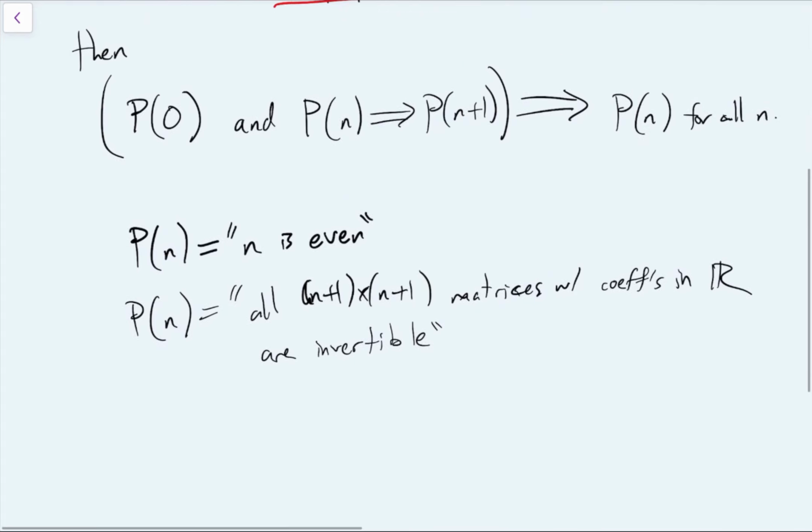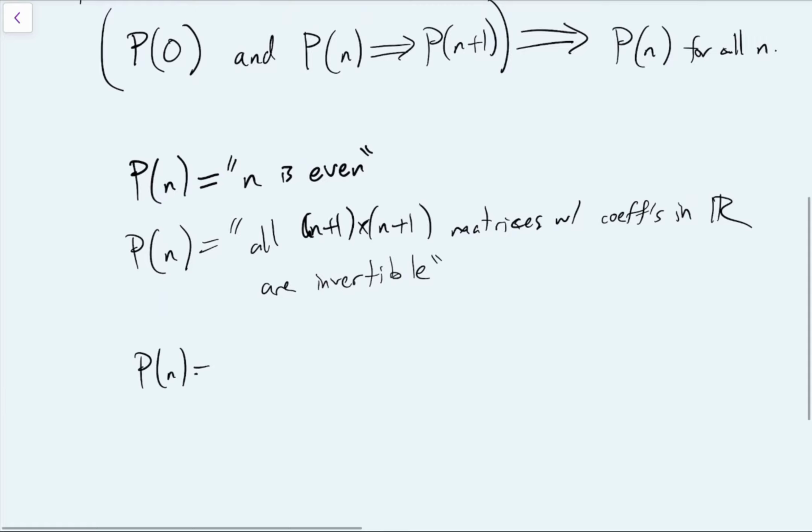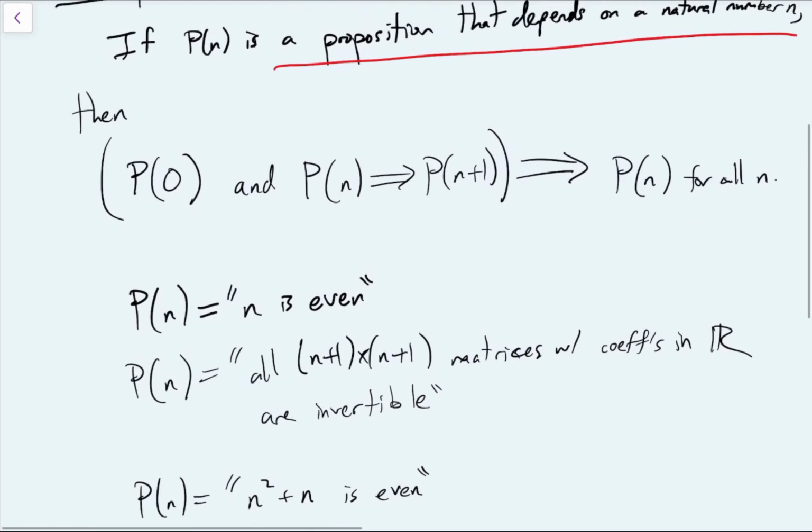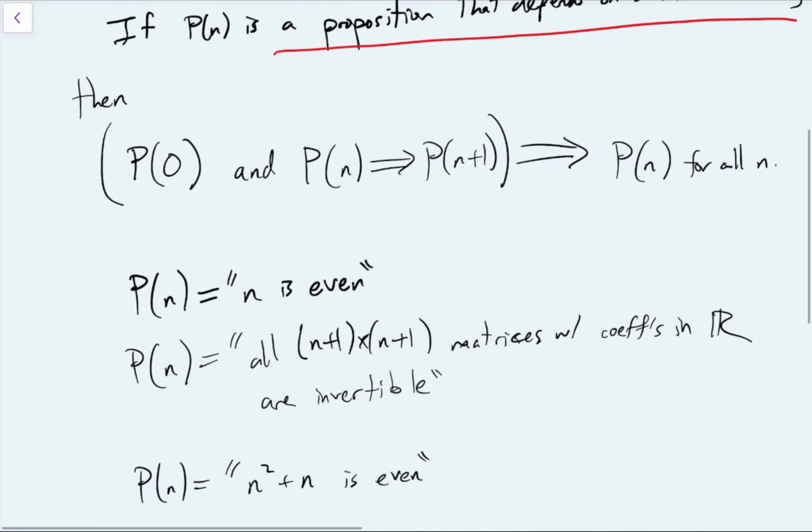Okay. Let me give another example. P of n could be n squared plus n is even. In contrast, this is kind of the opposite of the previous example in that p of n in this case is always true. If I take any natural number n and I write down what n squared plus n is, that number will always be even, no matter what n was. So p of 0 is true, and p of 1 is true, and p of 2 is true, and p of 3 is true, etc.